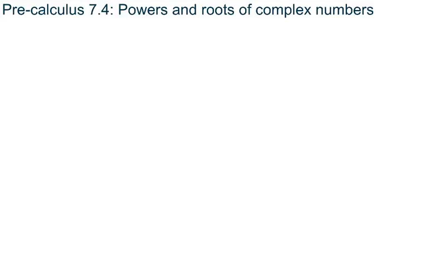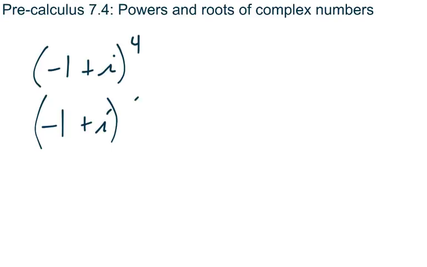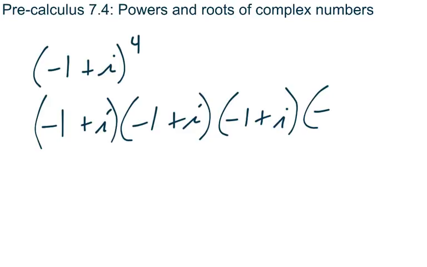Finding powers and roots of complex numbers in rectangular form is extremely messy. For instance, if we were to have -1 plus i, and we needed to raise that to the fourth power, in this rectangular form, it would be very difficult because we basically have to multiply this out 4 times. So we end up just FOILing things over and over and over again, and that's very difficult, and I don't think any of us want to spend our time doing that.